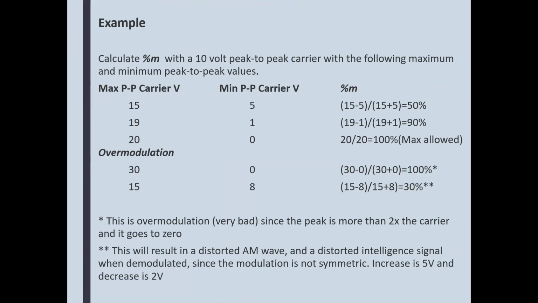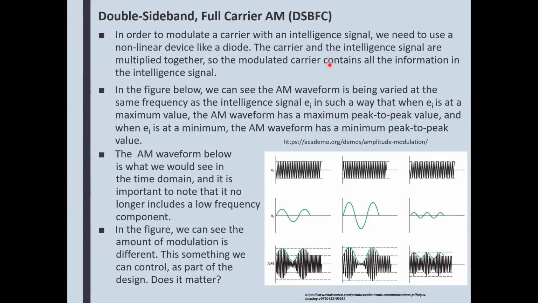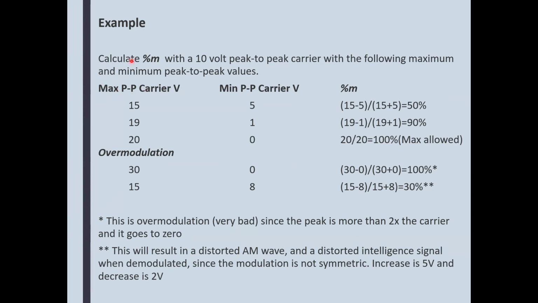Example: calculate the modulation index percentage with the 10 volt peak to peak. Don't forget that there's a 10 volt peak to peak carrier here. Calculate the modulation percentage with 10 volt peak to peak carrier with the following maximum and minimum peak to peak values.